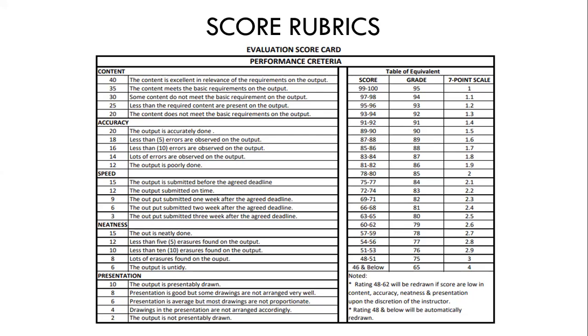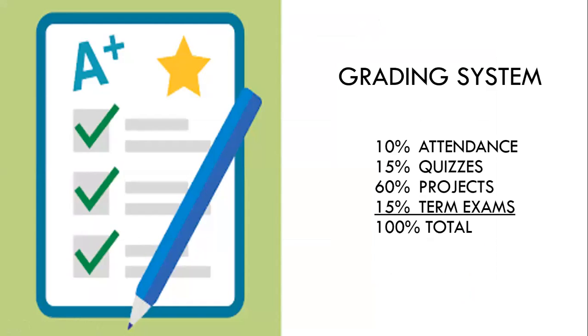So if you have 80, that's 2.0. If the score that you got on the rubrics is 80, that's 2.0. So if you have 97 to 98, that's 1.1. Okay. So this is the grading system that I am using for my teaching experience here.